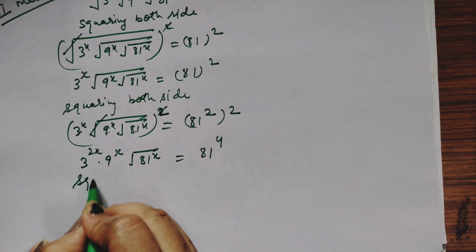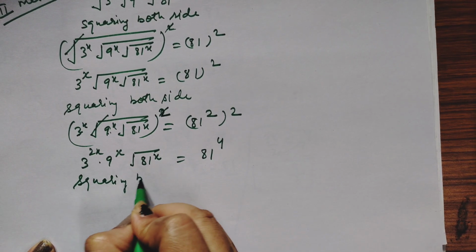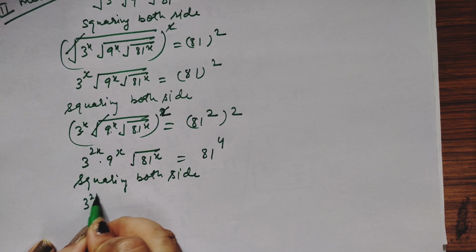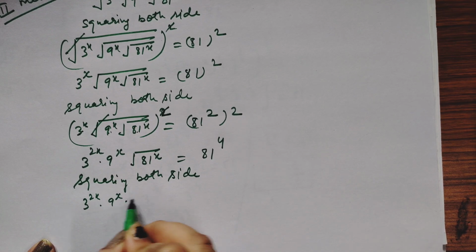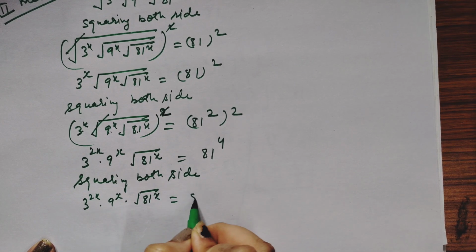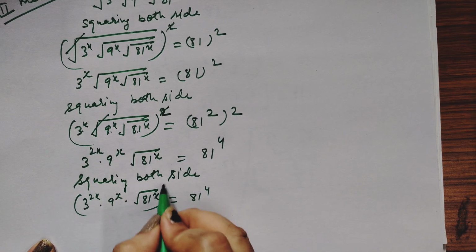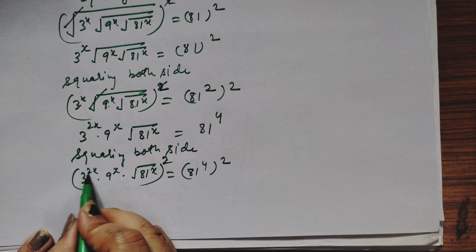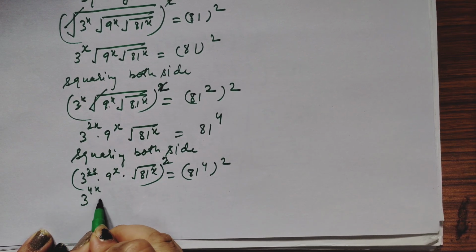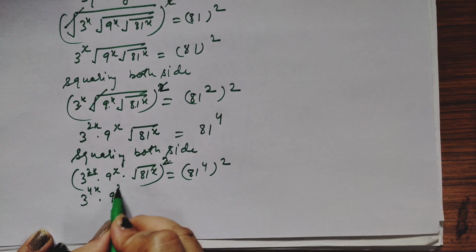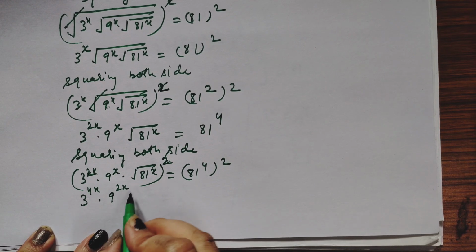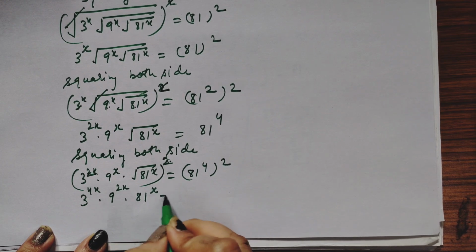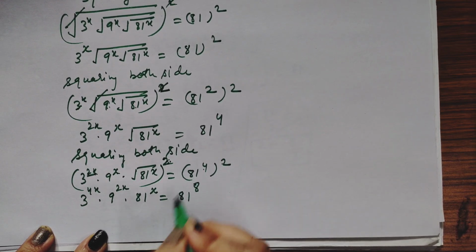Now again squaring both sides. So 3 power 2x into 9x into 81 power x equals 81 power 4. Again squaring both sides. So it will be, you can see, 3 power 2x into 2, it is 2 2s are 4x, and it is x into 2 is 2x, and this square cancels the square root. So 81 power x and 81 power 4 2s are 8.